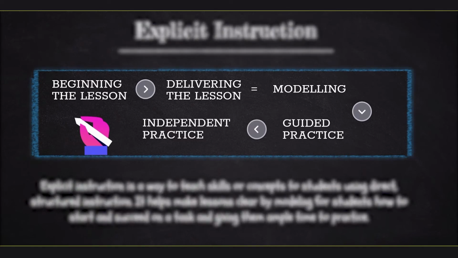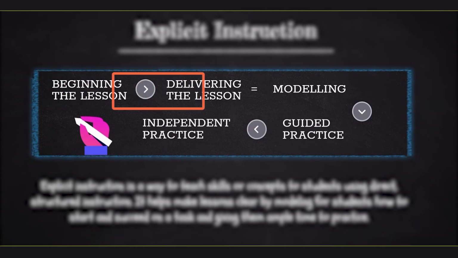Beginning the lessons, you start each lesson by providing students with a clear outline of the learning goals and your expectations of them. Clearly explain what they will learn, how it is related to past learning, why it is important, and in what context they will be able to use the new skill or knowledge they are learning.